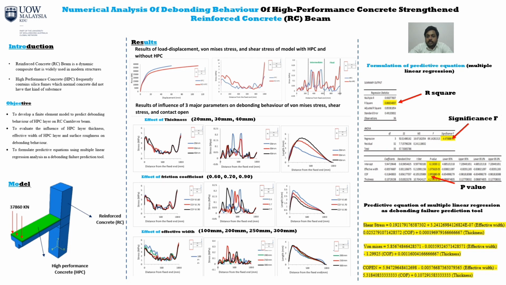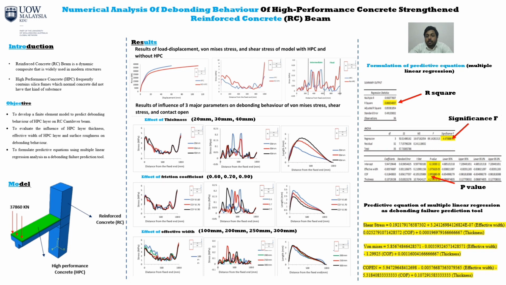Let's move on to the second result, which corresponds to the second objective, which is the influence of three major parameters. For the first one, the effect of thickness, which ranges between 20 mm to 40 mm. From these three graphs, which are contact open, bond mixture stress, and shear stress, we can summarize that thicker high performance concrete contributes to less bond mixture stress and shear stress, while thinner high performance concrete contributes to higher contact open, since a thin layer can easily come off the other material.